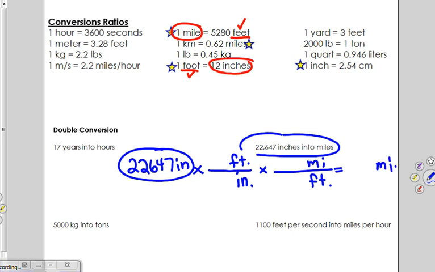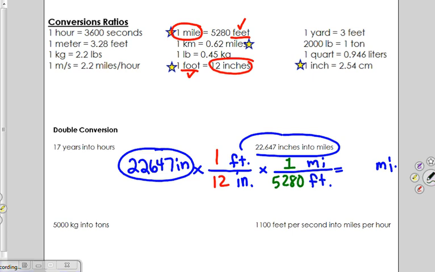Okay, so here's how the relationship goes. The first fraction, we need to know how many inches are in 1 foot. 1 foot, 12 inches. The second fraction, how many feet are in 1 mile. 1 mile, 5,280 feet.